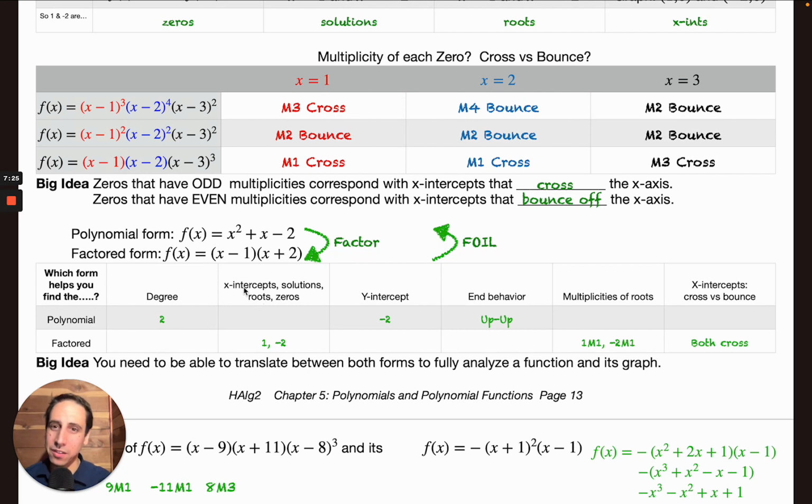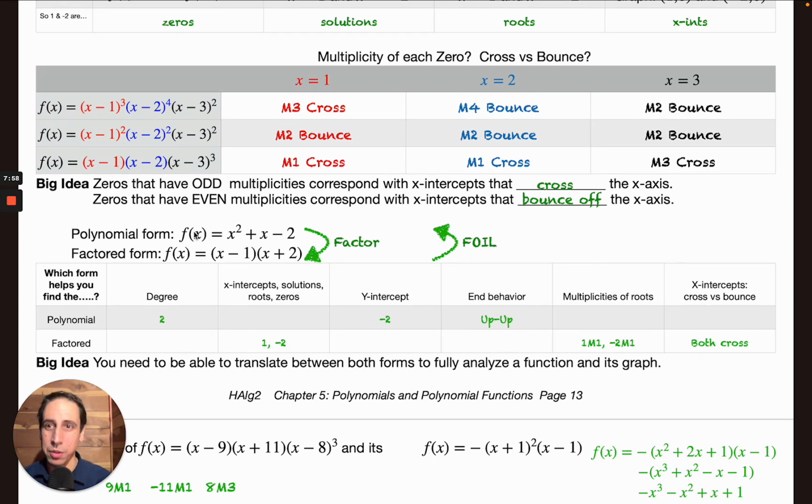If you want to know the x-intercepts, the solutions, roots, and zeros, the things that we talked about up here, then it's really difficult to find that in polynomial form. But if you have it in factored form, it's much easier. You can see the x-intercepts are going to be 1 and -2, and so are the solutions, roots, and zeros, all that. If you're looking for the y-intercept, it's kind of difficult to find in factored form, but in polynomial form, you can see it's -2 because this is the number right here.